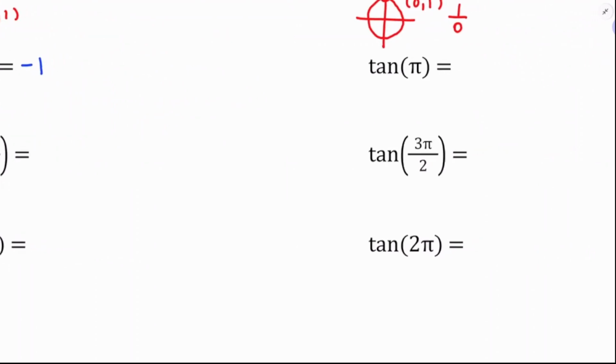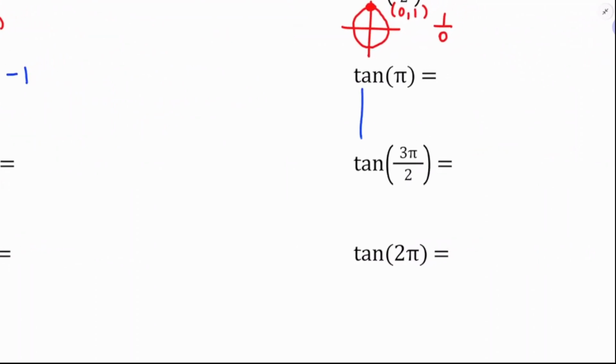And then tangent of pi, draw the same diagram. It's where x is -1 and y is 0. Tangent is y over x, so 0 over -1 is 0.